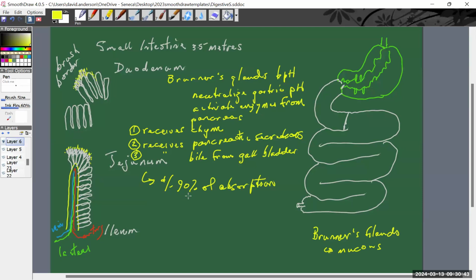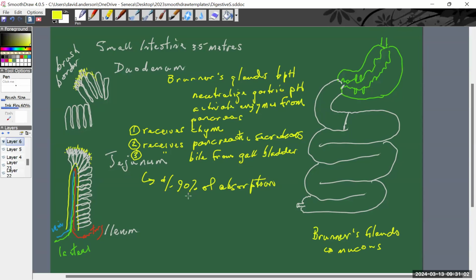The other 10%, a little bit of absorption of some electrolytes and water can occur in the stomach, and a little bit more electrolytes and water can be absorbed in the large intestine, just in the interest of making adjustments to homeostasis for those particular elements, water and electrolytes.